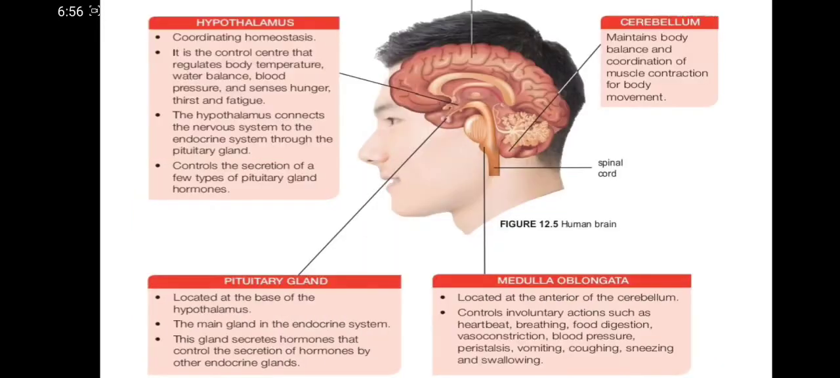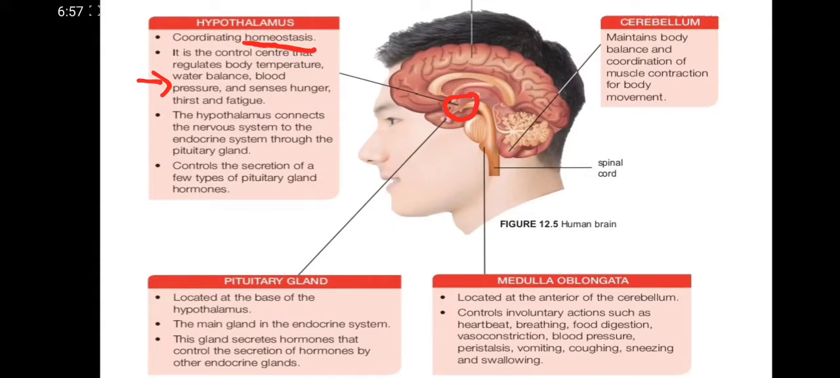Okay, next one is the hypothalamus. So here, this is the hypothalamus. Bahagian sini adalah hypothalamus. It coordinates homeostasis. The hypothalamus will coordinate the homeostasis process. And the hypothalamus is the control center that regulates our body temperature, our water balance, blood pressure, senses of hunger, thirst, and also fatigue. The hypothalamus connects the nervous system to the endocrine system through the pituitary gland.